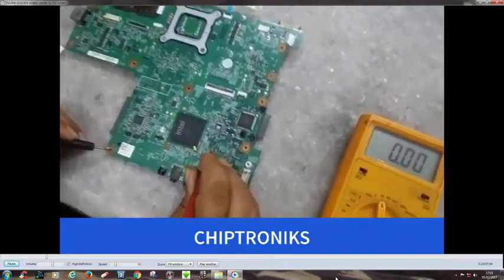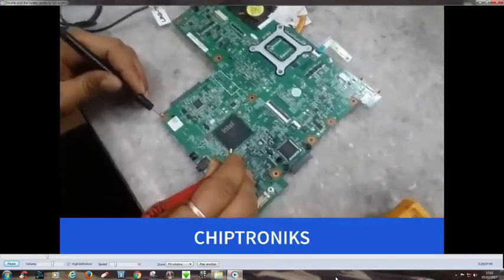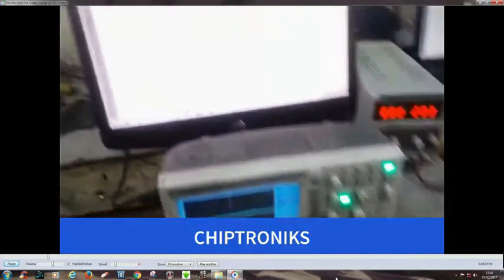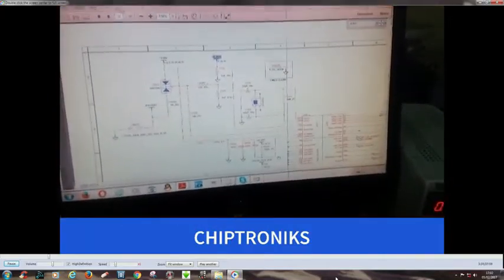The next step now will give power to this board. Now we'll give power to this board via this DC power supply.